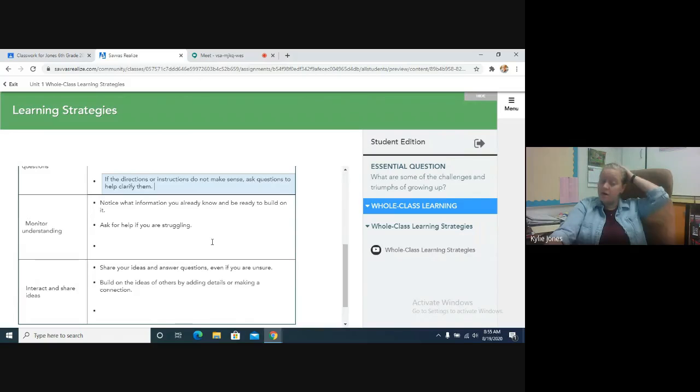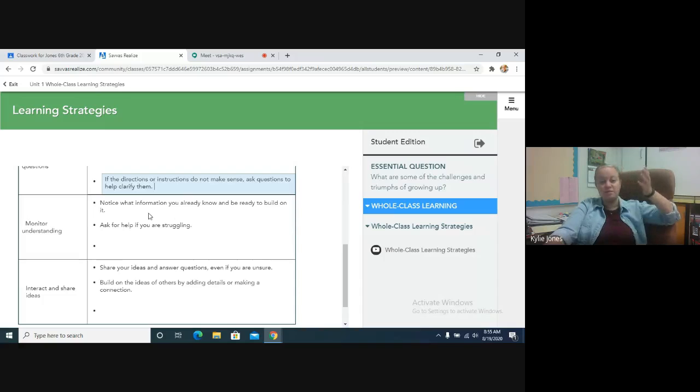This one is monitor understanding. So monitor means that you're keeping track of something, and then understanding means that you're getting the material, right? So our action plan for this is that you notice what information you already know. So if we're doing a lesson and you already know it, then be ready to build on top of it. So be ready to ask questions to make your understanding deeper. So you're getting a deeper knowledge of something. Or be ready to do extra practice problems because you already get it, so I can make it a little bit harder for you. So just knowing where you are and understanding that.